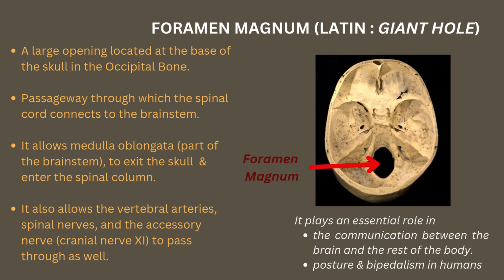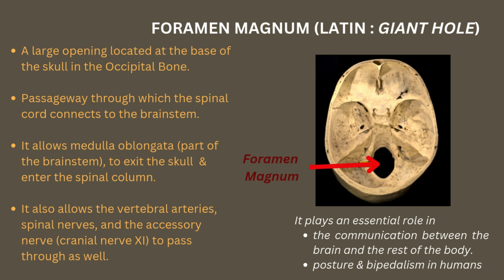So, in addition to the spinal cord, the foramen magnum also allows the vertebral arteries which supply blood to the brain, as well as spinal nerves and the accessory nerve, that is cranial nerve 11, to pass through the skull and reach their respective destinations. The foramen magnum plays a very essential role in enabling communication between the brain and the rest of the body, and it allows the signals to travel from the brain down to the spinal cord and vice versa, facilitating movement, sensation, and vital functions.